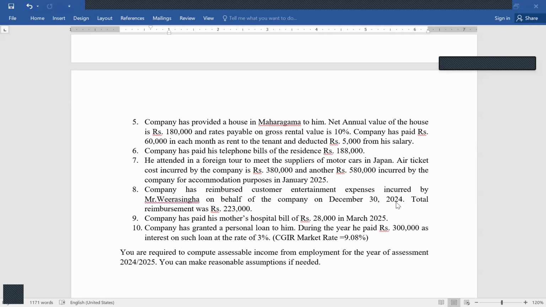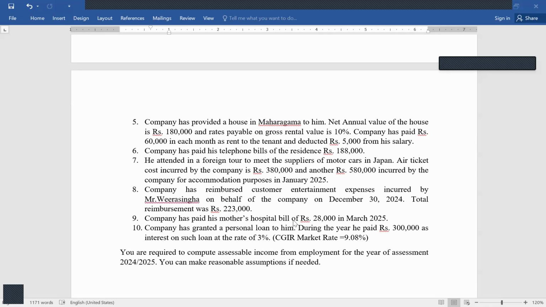Because of that, it will be a benefit. But in this case, that reimbursement is for the customer entertainment expenses. He paid it on behalf of the company. Because of that, it is not taxable.